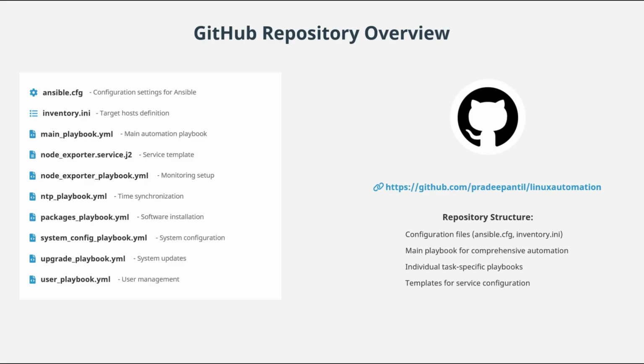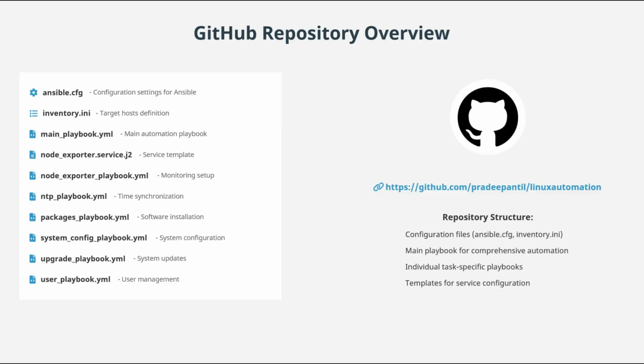I have a GitHub public repository named Linux Automation, which contains a collection of Ansible playbooks designed for common Linux server automation tasks. This repository is structured to include everything necessary for our demonstration, including ansible.cfg. This is the configuration file which defines the global settings for our Ansible runs. inventory.ini, our inventory file listing the target host where our playbooks will be executed.